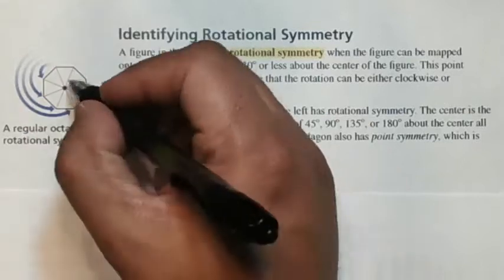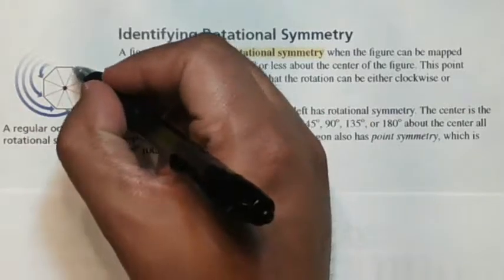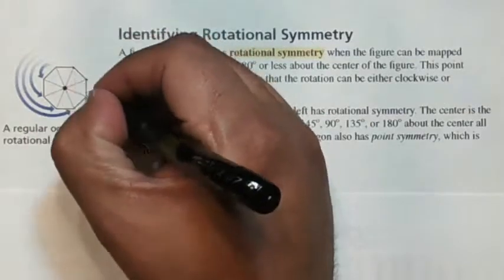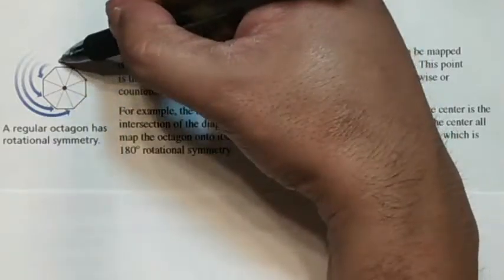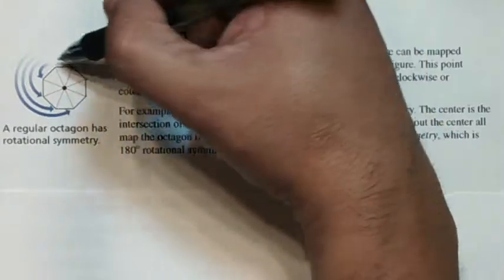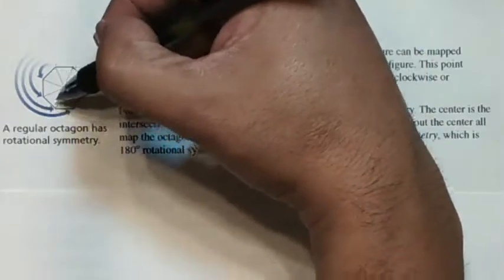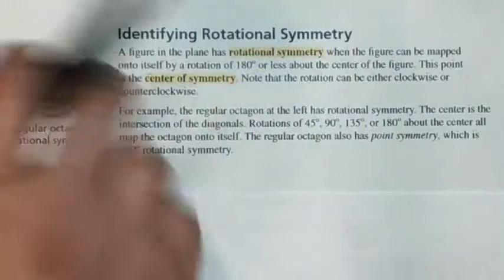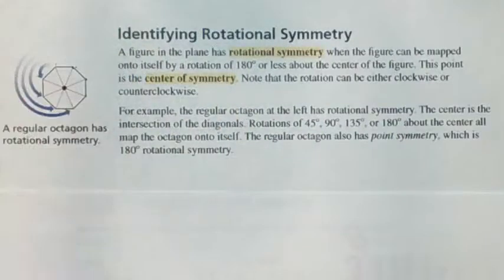So for this shape, I can basically rotate it from the center, and I can take all these little vertices, and I can move this vertex here, and I could lay it on top of this vertex, and it would be the same figure. The same thing, I can go all the way around each one of these, and I would have the identical shape. They would map perfectly on top of each other.